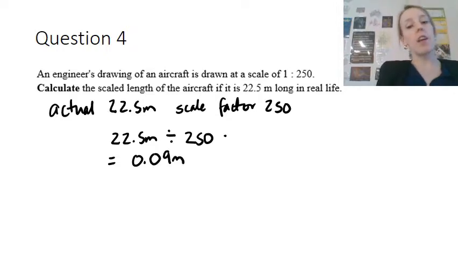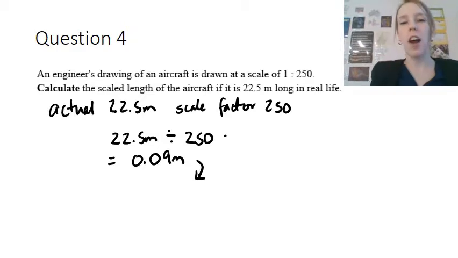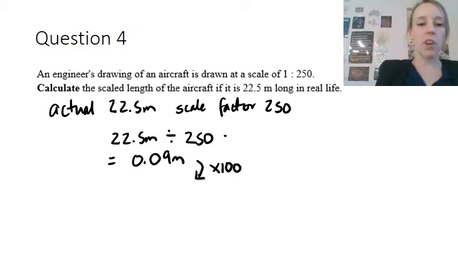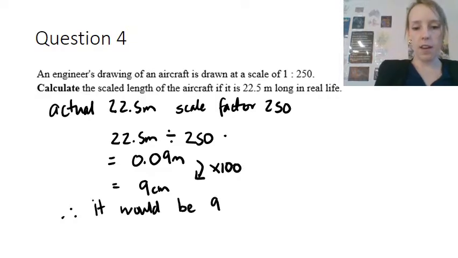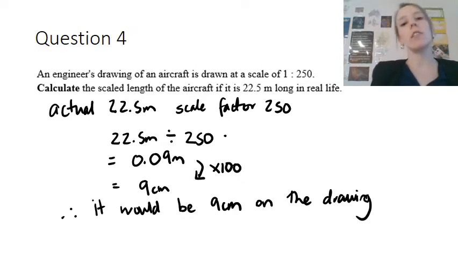0.09 meters. Now obviously that's not in a unit that's very practical. We don't say something is 0.09 meters away, we'd say centimeters. So if I times that by 100, that will convert it to centimeters, and 0.09 times 100 is 9 centimeters. So therefore it would be 9 centimeters on the drawing. So the scaled length is going to be 9 centimeters.